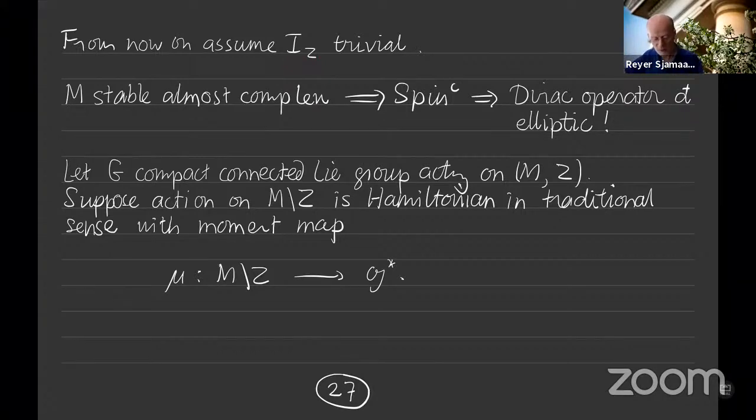But of course, from a stable almost complex structure, by reduction of structure group, you get a spin^c structure, and therefore an elliptic operator, a Dirac operator for a spin^c structure, which is elliptic. And therefore we get an index. And I will use that operator to define my poor man's quantization.